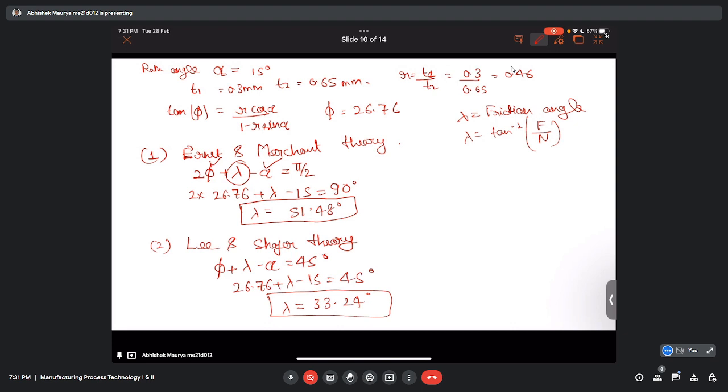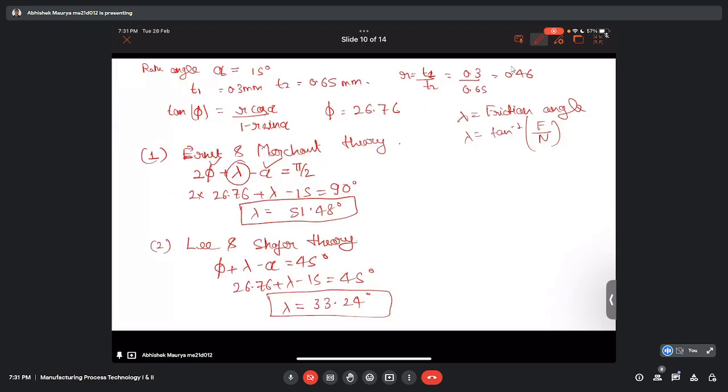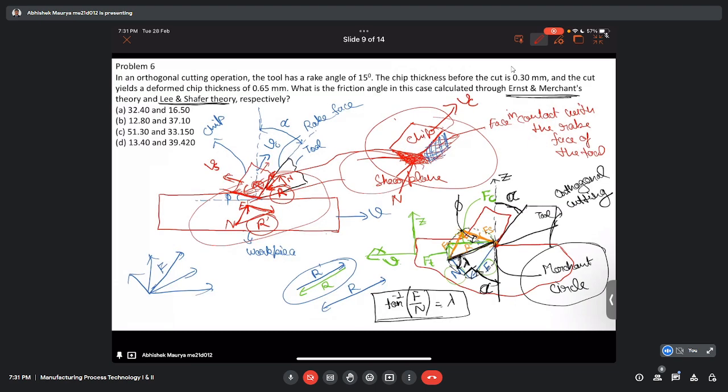So before applying any theory, we should know which theory is applicable where. But if we talk about the answer of this question, for the Ernst and Merchant theory, the friction angle is 51.48, and for Lee and Shaffer theory, the friction angle is 33.24. So which is the closest one? C. Yes, so correct option is C.